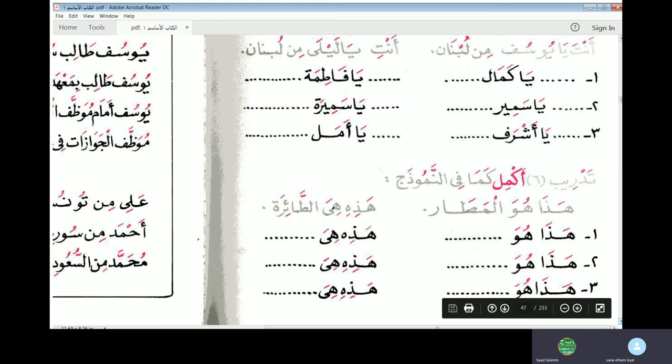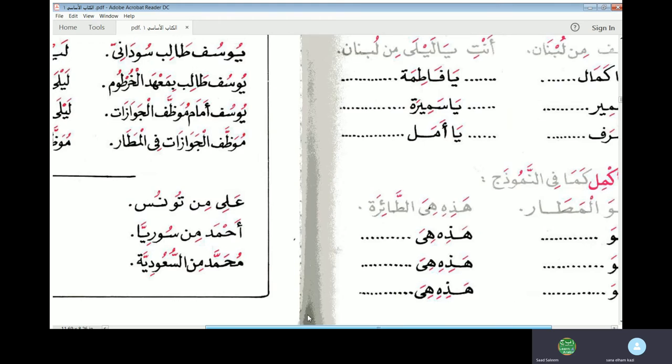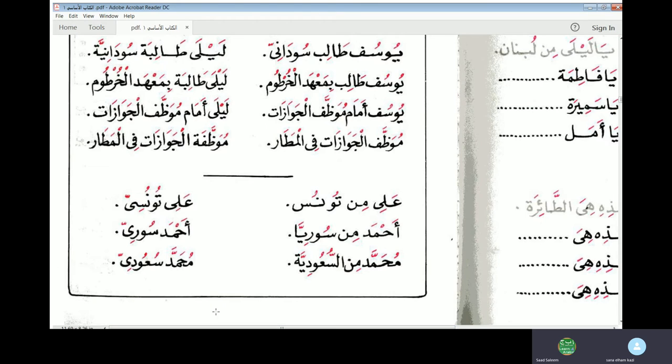Here, muwazzaf al-jawazat and muwazzafat al-jawazat. What is the difference? Male and female. Female passport officer, yes.